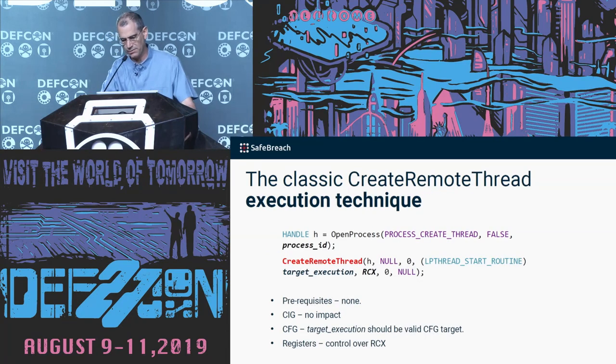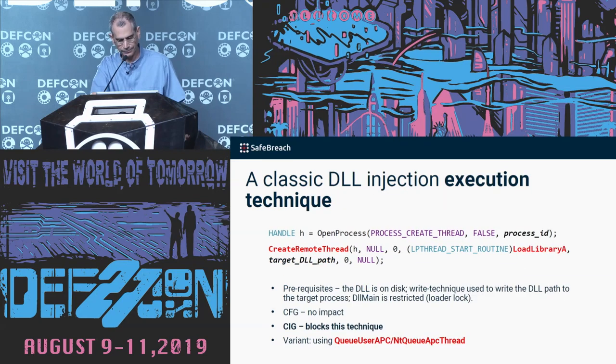And finally, there's the CreateRemoteThread execution technique, in which CIG has no impact because we're not talking about DLLs here. And with respect to CFG, the target execution has to be a CFG valid target, and this is very enforced by the operating system. We only have control over RCX, so we can only safely invoke functions with a single argument in this way.